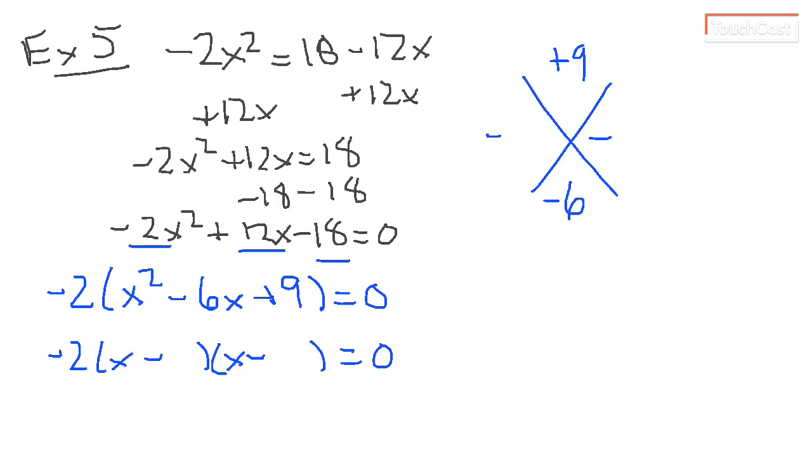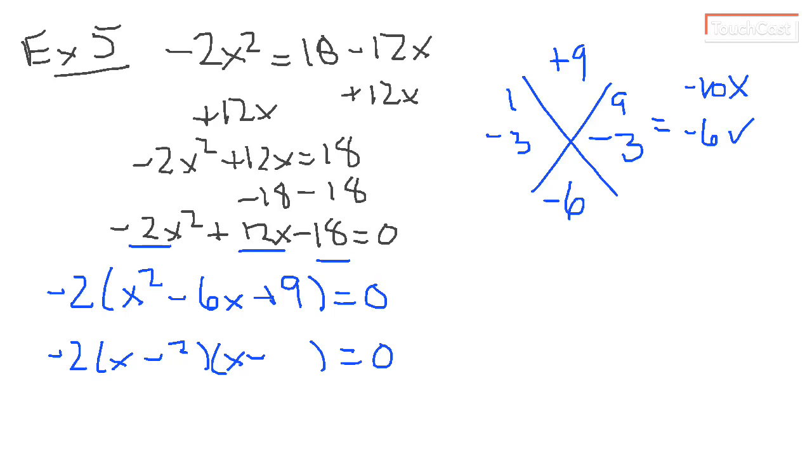Numbers that I know multiply to make 9 are 1 and 9, and then 3 and 3. So if I have a negative 1 and a negative 9, that makes negative 10, which is not what we want. But if I have two negative 3's and add them, that does make negative 6. That is what we want.